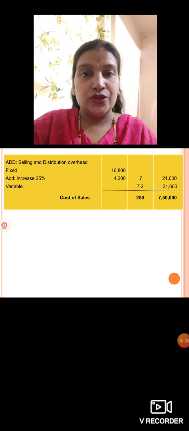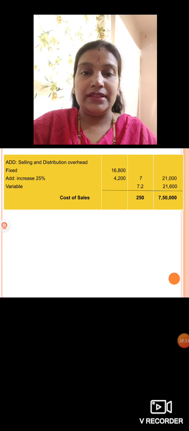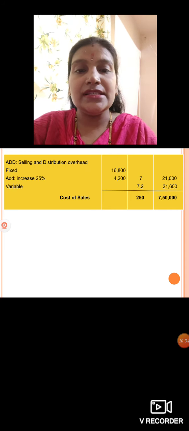If it is an increase, you're going to add it. If it is a decline or decrease, you're going to subtract the value from it. Okay, I hope you are clear with this.